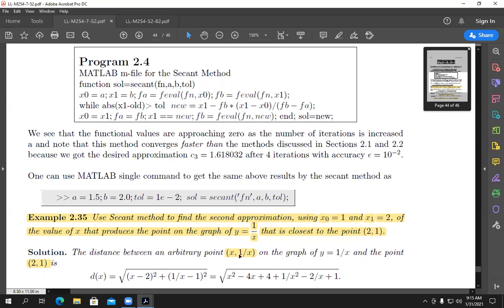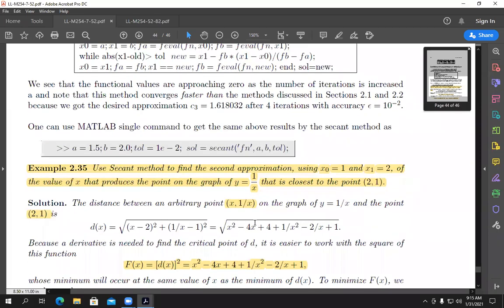This is a point on the graph of y equal to 1 over x, and the given point is (2, 1), and we want to find the minimum distance between the point on the graph and the given point here. And you remember we did what? We used the distance formula, which you already know. And this is the distance formula we have here for this case.